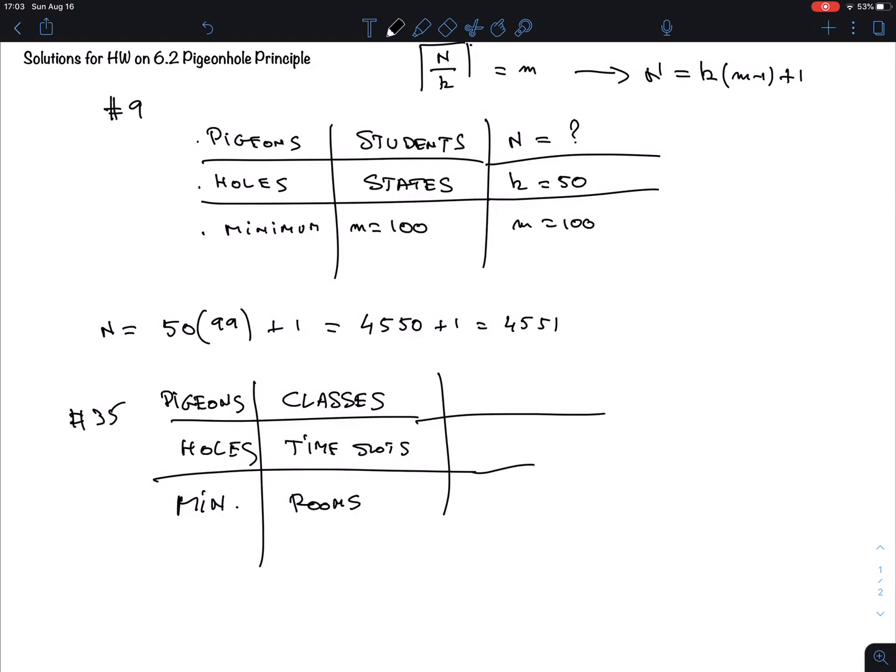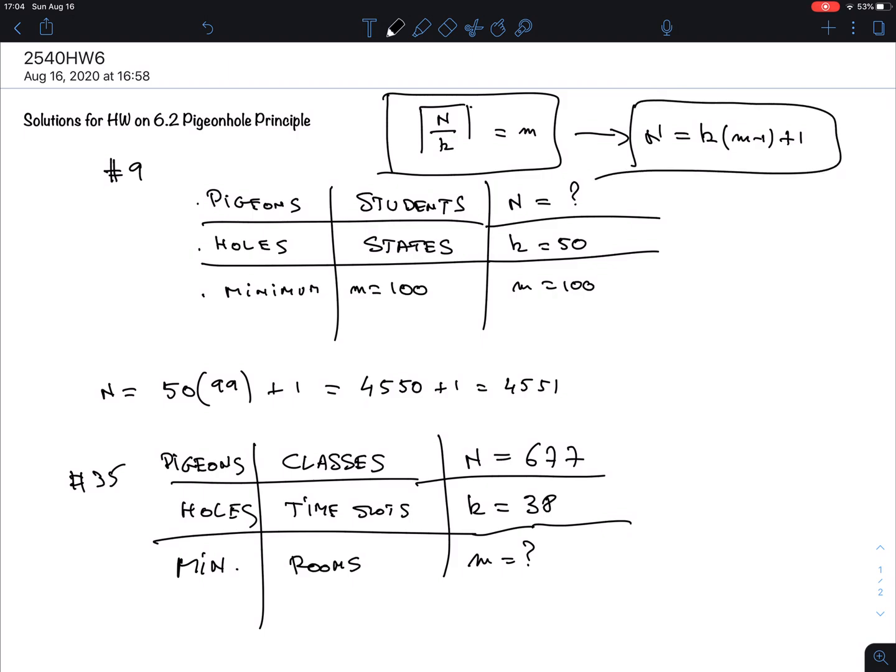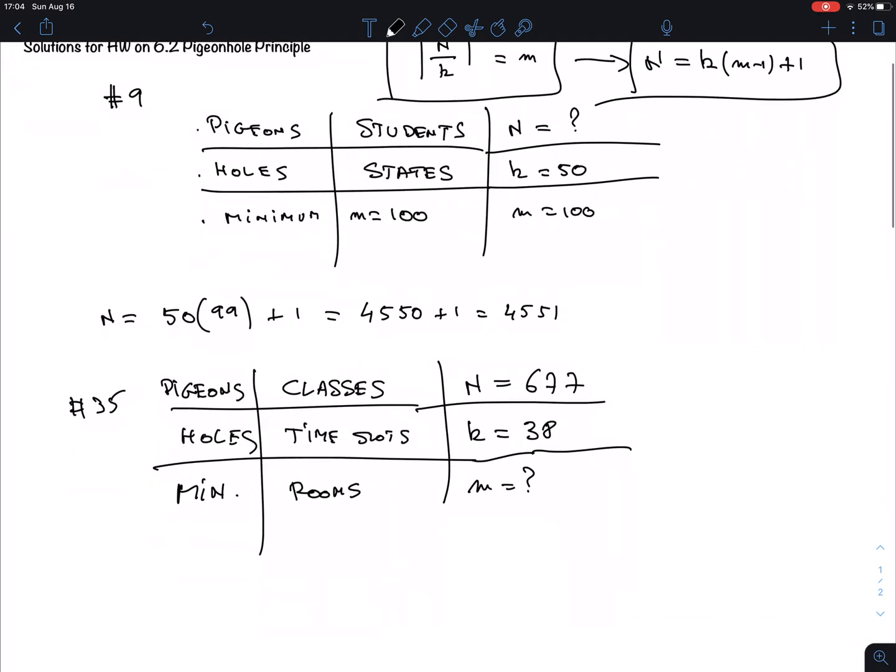So what do we know here? N, the number of classes, is given: 677. The number of time slots is 38, since we have to put these in 38 different time slots. Now the question is how many rooms we need, and that is m. That is the number we don't know, and it can be calculated directly. If the formula is in this form it gives us m; in this form it gives us n. Sometimes there's also a question where you have to find k, and I will do this in the review of the next quiz. But let's focus on this case.